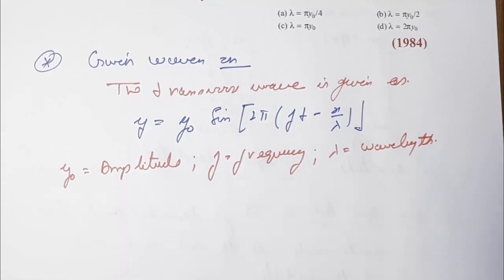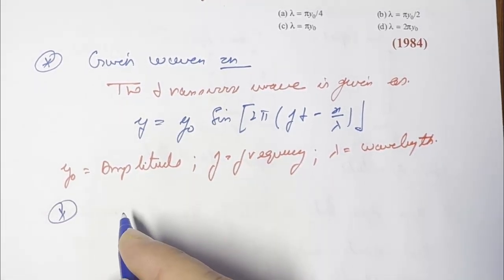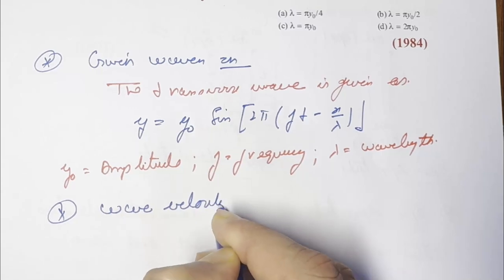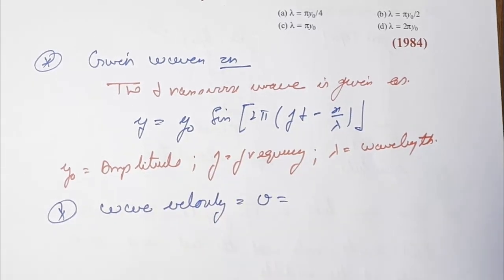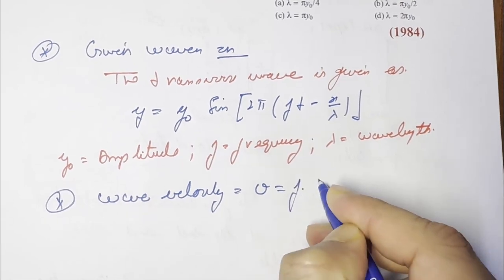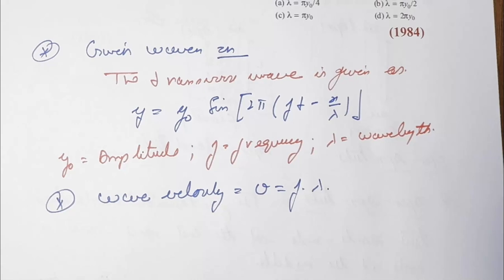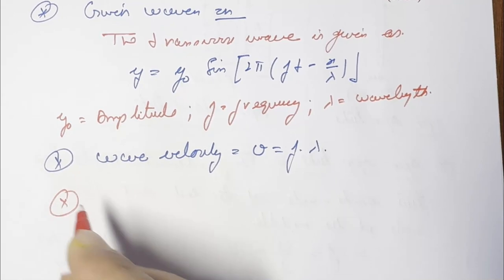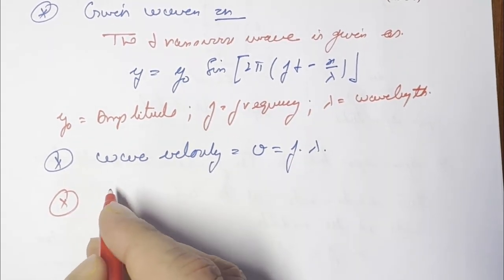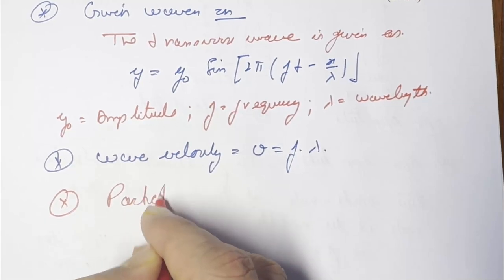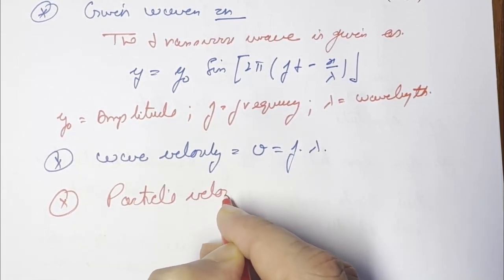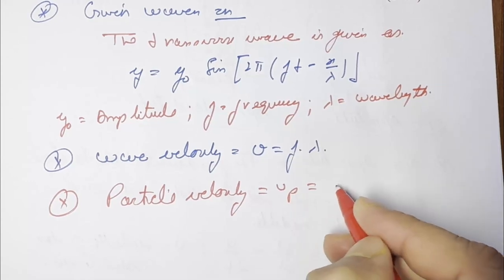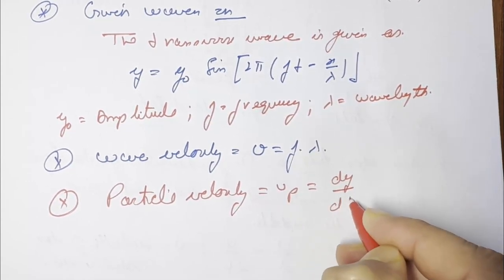And the wave velocity is represented as v, and v will be equal to frequency multiplied by lambda. This is a standard equation for the wave velocity, and we can find the particle velocity by differentiating the given equation. So the particle velocity, let us call it Vp, will be equal to the derivative of the given equation with respect to time t.